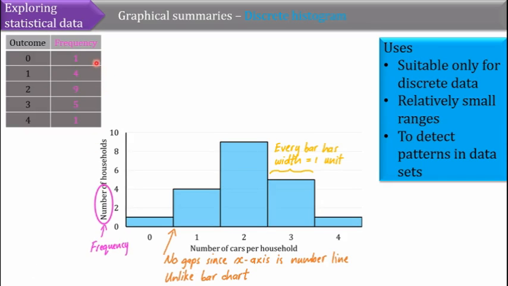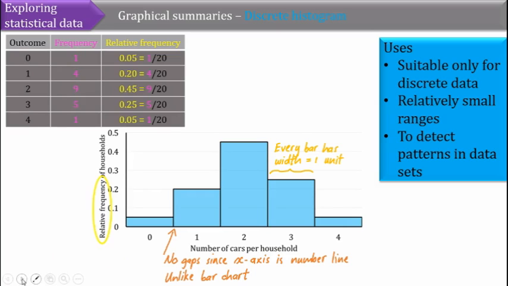As opposed to the raw data, we can have grouped data. Here we have the 5 different outcomes, families with no vehicles up to families with 4 vehicles, and the frequency for those families. So there's one family with no vehicle, 4 with 1, 9 with 2 vehicles, 5 with 3 vehicles, and 1 with 4 vehicles. The number of households will be on the y-axis, and we'll call that the frequency.